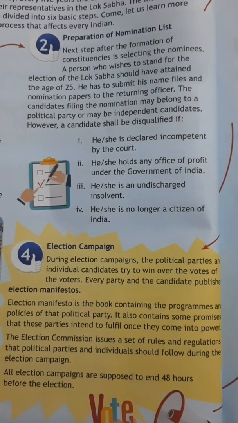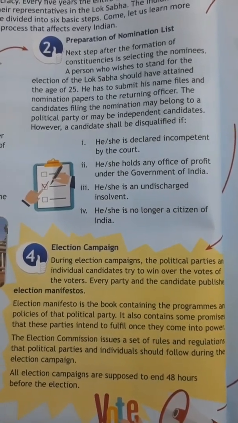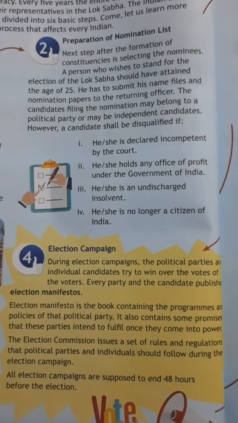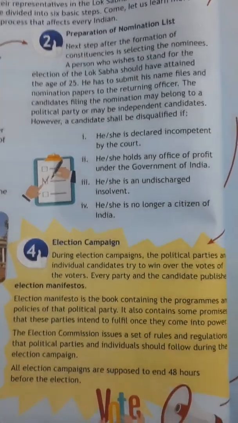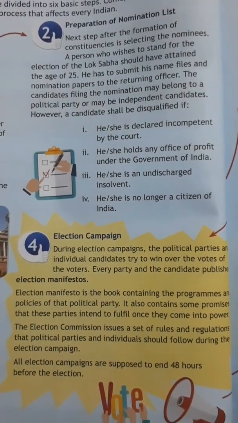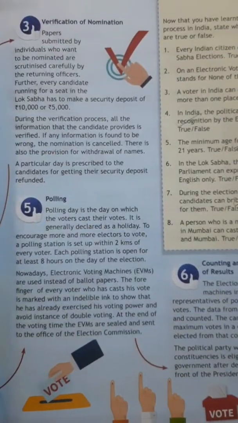The Election Commission issues a set of rules and regulations that the political parties and individuals should follow during the election campaign. All the election campaigns are supposed to end 48 hours before the election.